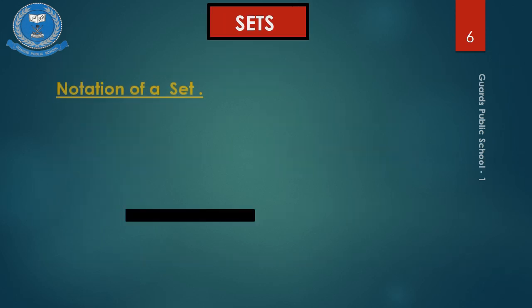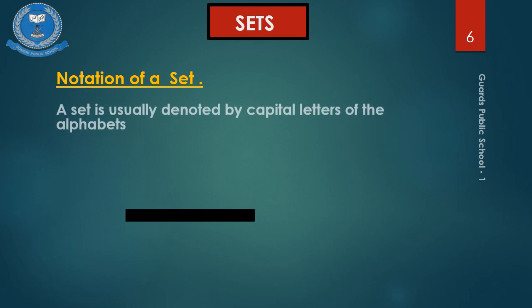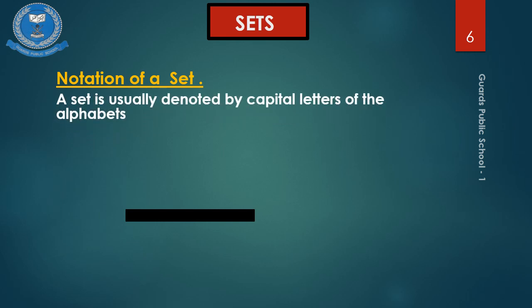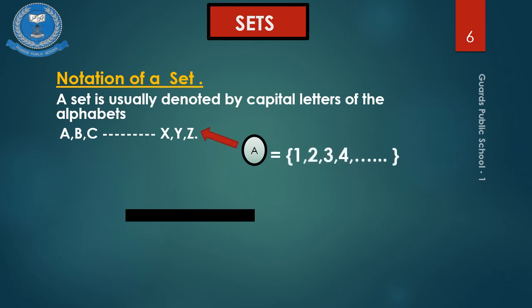Notation of a set. A set is usually denoted by capital letters of the alphabet. So we can use any letter of the alphabet from A to Z to represent a set. You can see in the example, A in the circle is representing this set and is called notation.